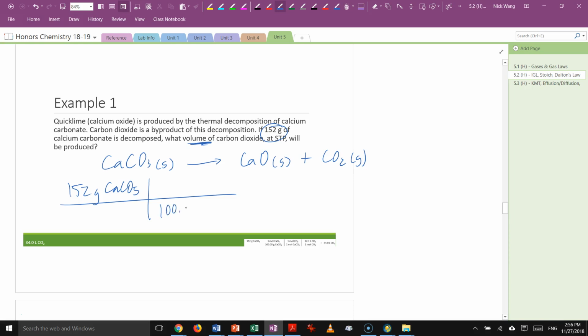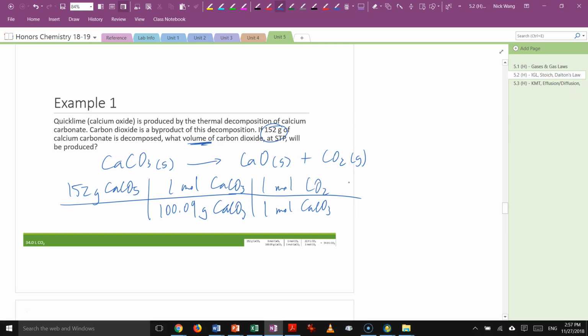It's going to be 100.09 grams of CaCO3, which you can find from the periodic table, and that's equivalent to 1 mole of CaCO3. We have mole amounts of CaCO3 from this conversion. So again, we use a mole-to-mole relationship. For every 1 mole of CaCO3, that will produce 1 mole of CO2. Just good old stoichiometry.